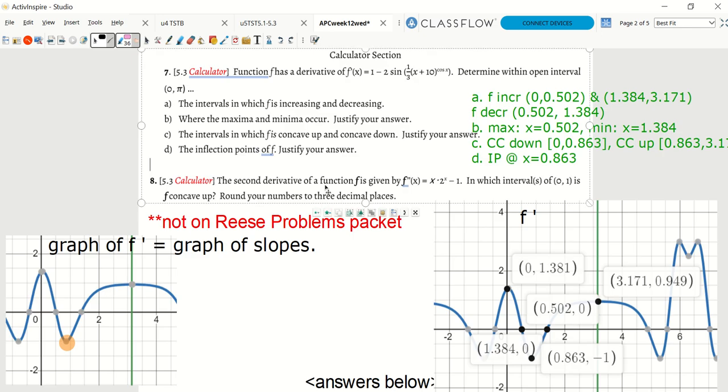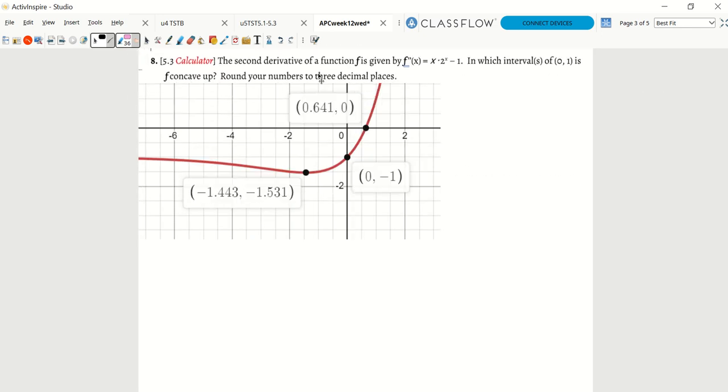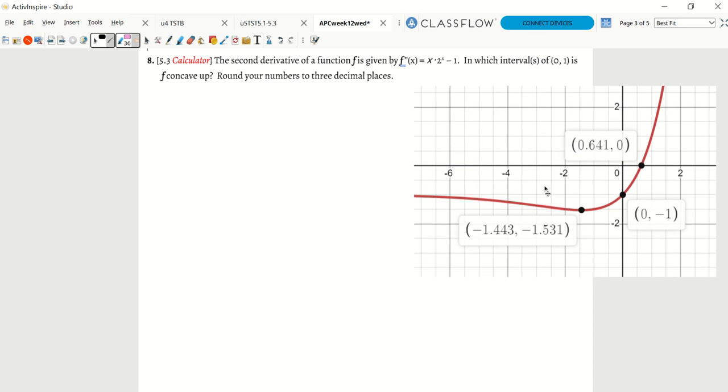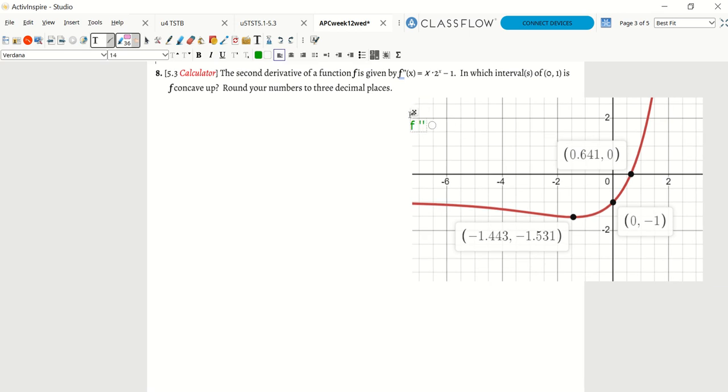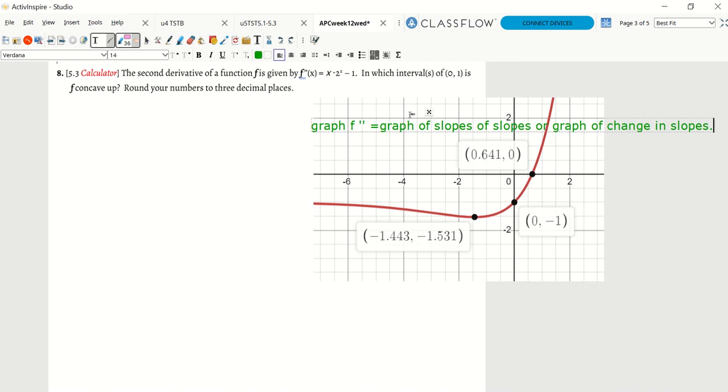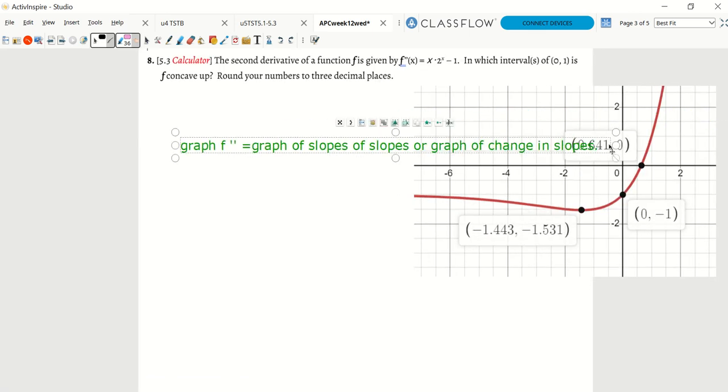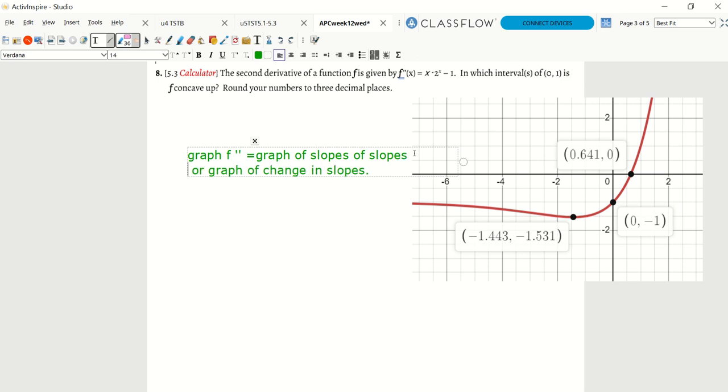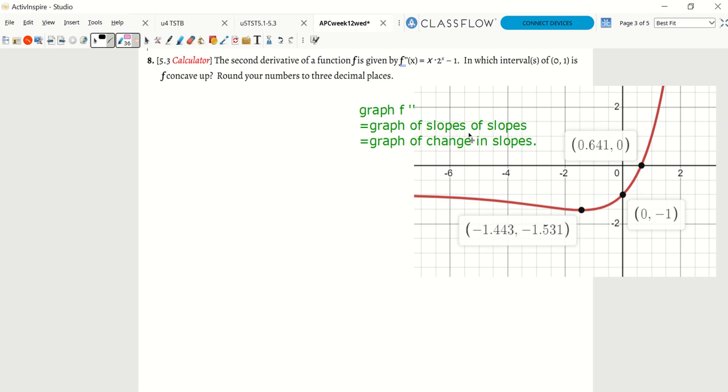Okay, let me just separate these problems out here. Now, remember, this is the graph of f prime, graph of slopes, or graph of change in slopes, depending on how you want to. We're just doing a play on words to help us interpret it.